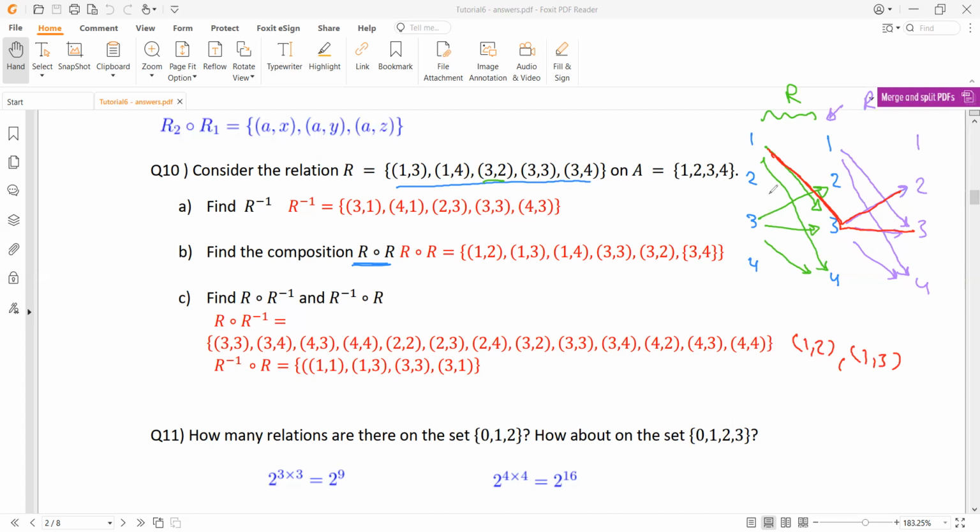After that, let's do it in yellow. 3 goes to 2 and then 2 doesn't go anywhere else, so no. 3 goes to 3 and 3 to 2, so it goes 3 to 2. 3 goes to 3 and 3 to 3, so the start is 3 and the end is 3. And so on, guys, okay? So this is how we do it. Okay, great.